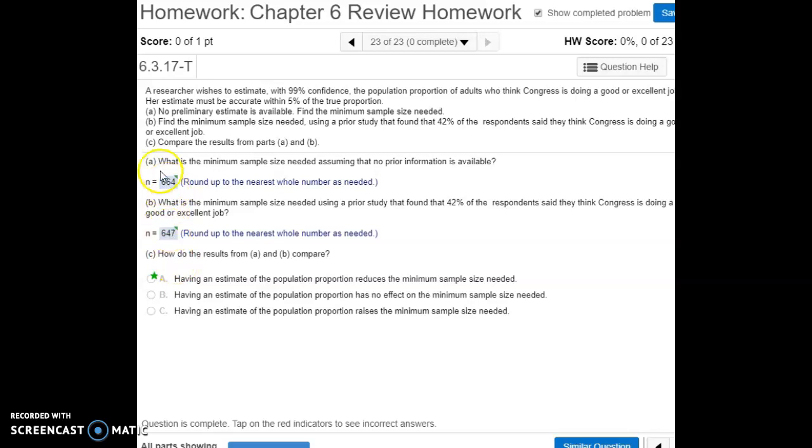And C, just compare your results, and this will always be the case. If we have an estimate for the population proportion, we have a p hat and q hat, it's always going to reduce the minimum sample size needed.